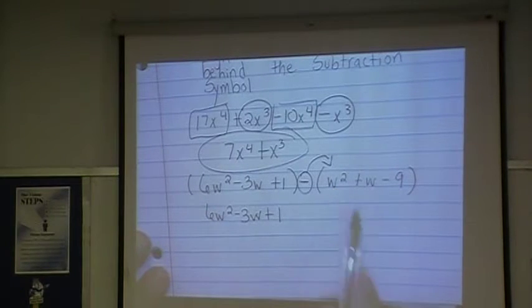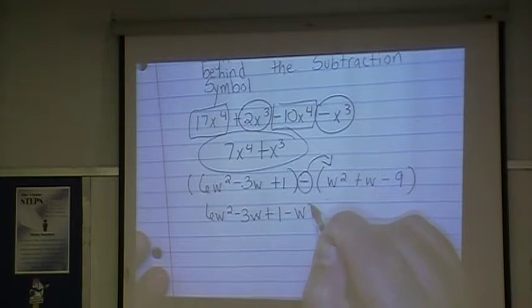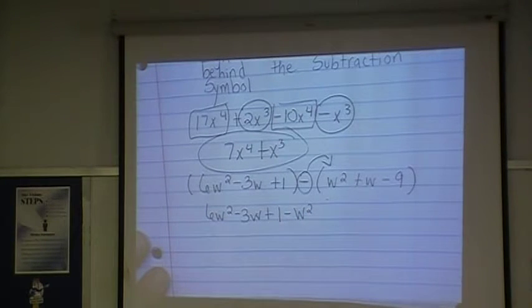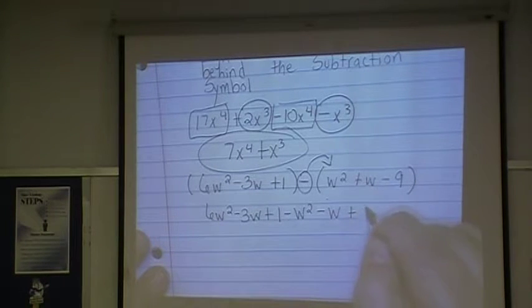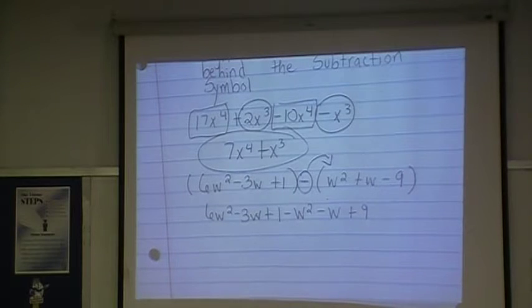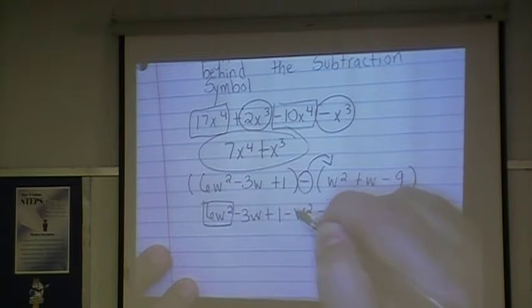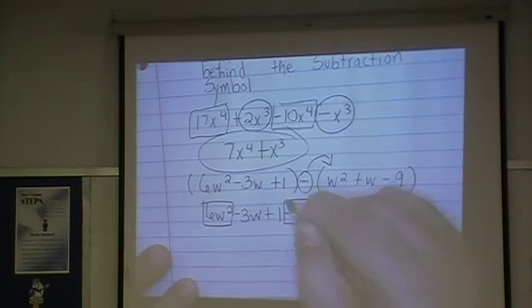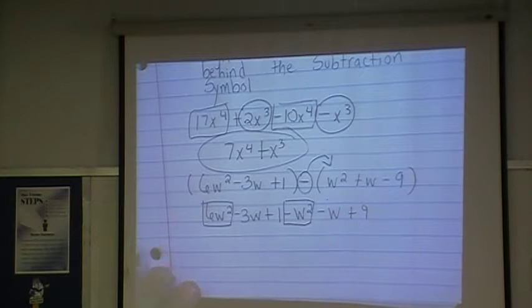And then I'm going to change this to a negative w squared. I'm going to change this to a negative w. I'm going to change this to a plus 9. Once you rewrite that, you just have a line of terms. Now, you're playing a matching game. That's all you're doing. You're matching up your like terms. Don't forget the signs that are in front of your terms. Don't forget them. They have to go with it.